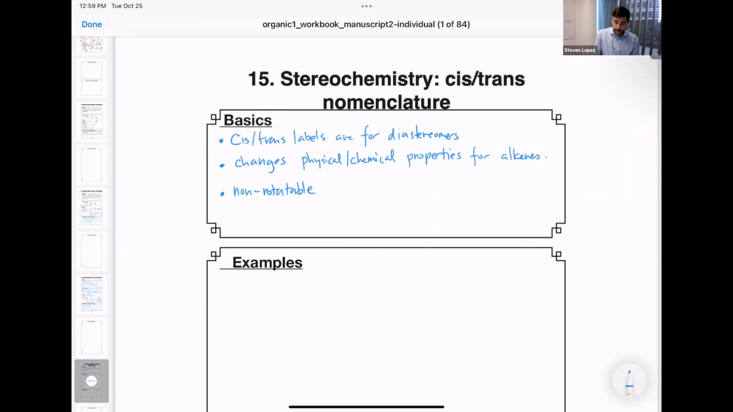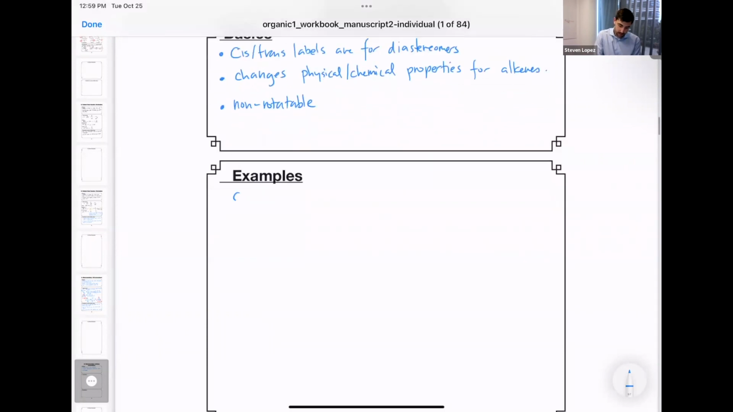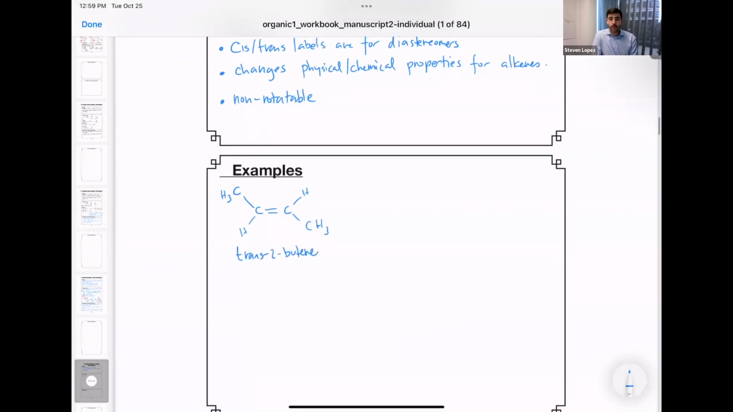Let's do some examples. So this is an example of trans-2-butene. The way that I know that it's trans is by first assigning the stereochemistry based on a list of priorities. So just like in the R and S episode, we assign priorities based on the atomic number.